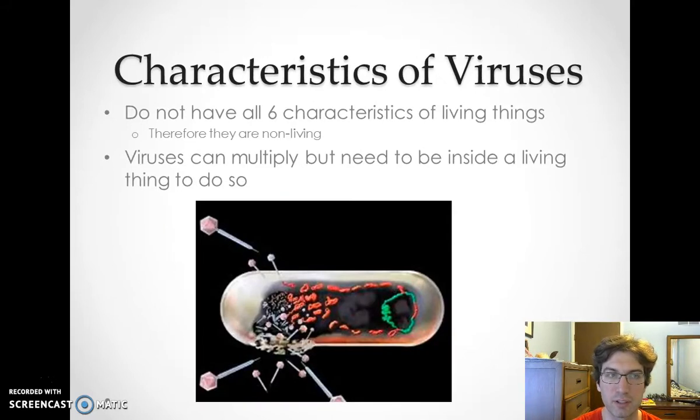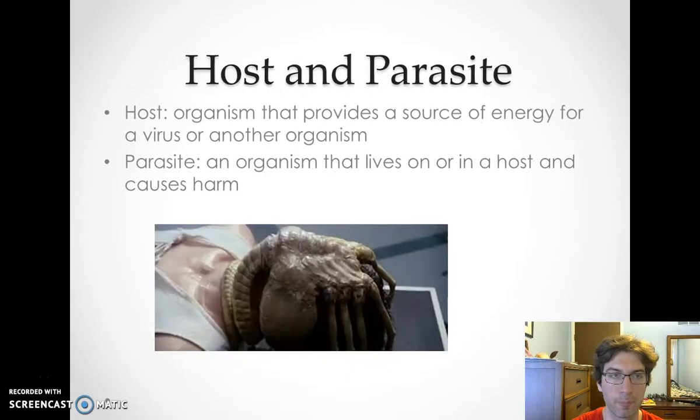Characteristics: because they are non-living, they do not have all the 6 characteristics of living things covered in the previous chapter. We do not call these living organisms. They are simply viruses, I guess, is the best way to put it. They can reproduce, so they do meet one of those 6 criteria. However, they do not reproduce on their own. They do need to be involved in a cell in order to do so.